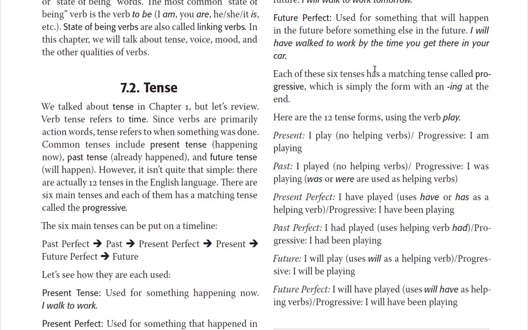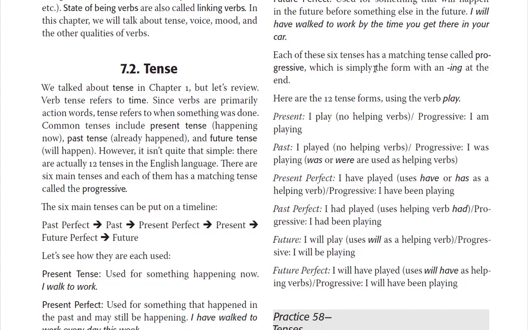Future tense, I will play. Progressive, I will be playing. Future perfect, I will have played. Future perfect progressive, I will have been playing.